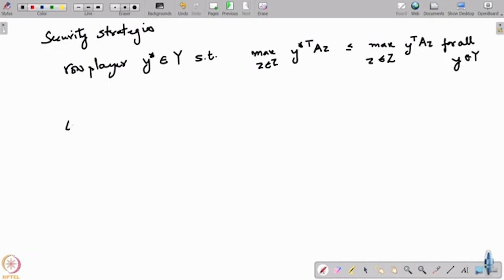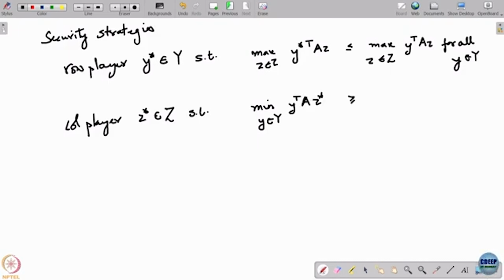And similarly, for the column player, it is a strategy z star such that the minimum over y in Y of y transpose A z star is greater than or equal to the minimum over y in Y of y transpose A z, for all z in capital Z.